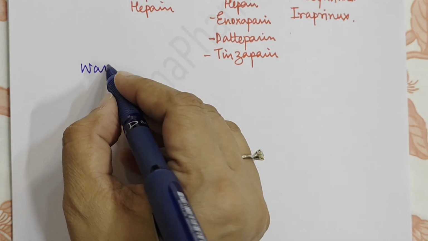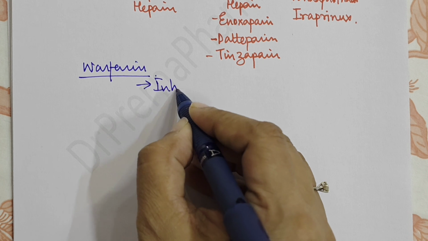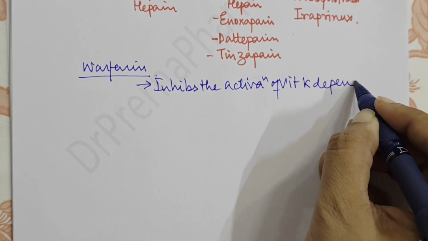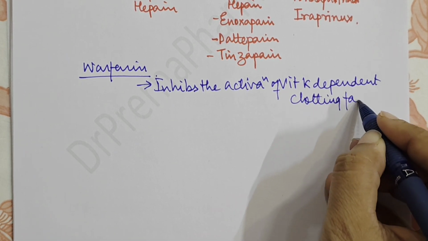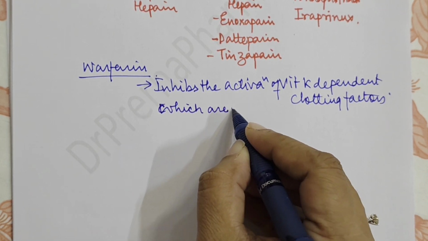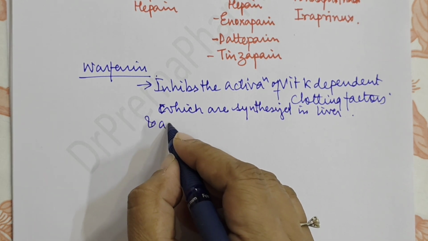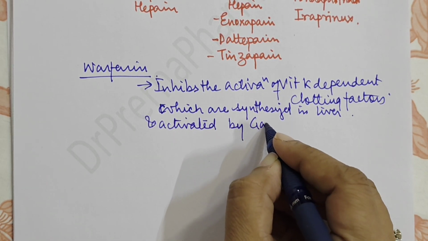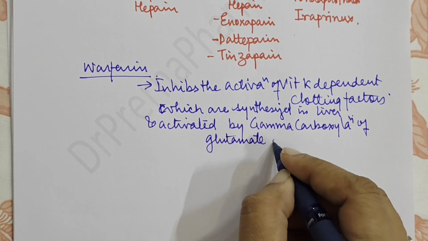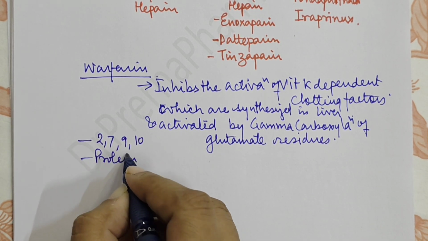So the first drug that we take is warfarin. Now in warfarin, first understand the mechanism. Warfarin inhibits the activation of vitamin K dependent clotting factors, which are synthesized in liver and activated by gamma carboxylation of glutamate residues. What are those factors? 2, 7, 9, 10, along with protein C and protein S.